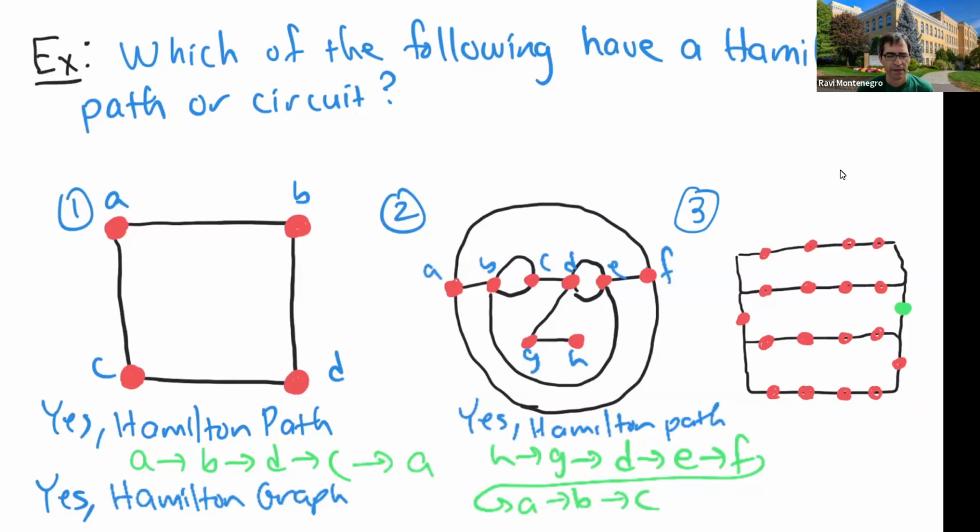Now, what about Hamilton graph? So does this have a Hamilton cycle? Recall a Hamilton cycle must start and end at the same point. Well, the nose that caused a problem the first time is going to cause a problem again. Because if you start at H and wander off, you can never get back again without repeating G.